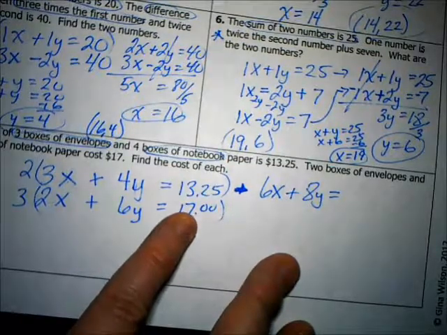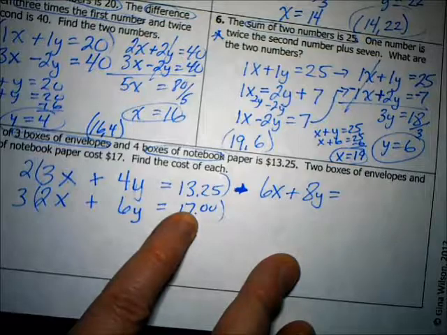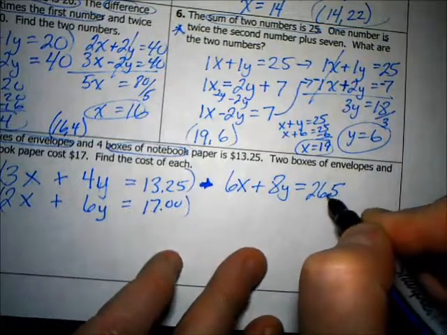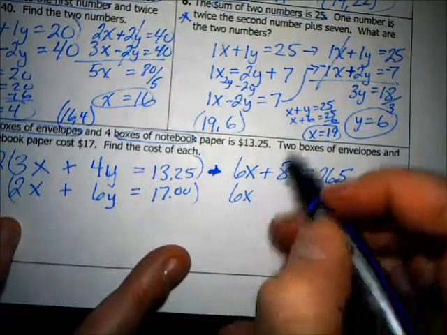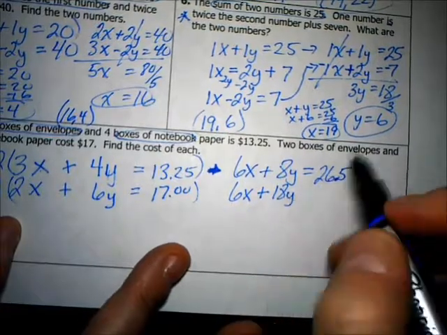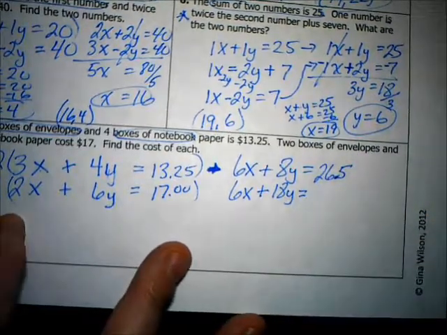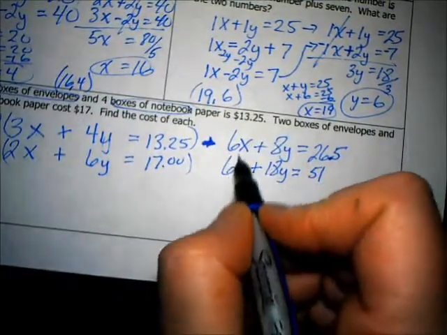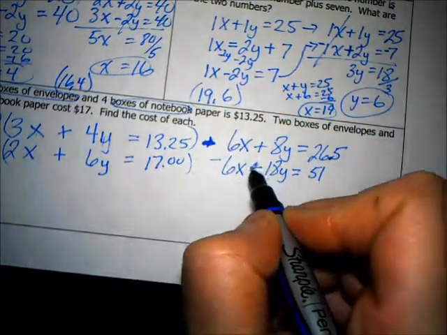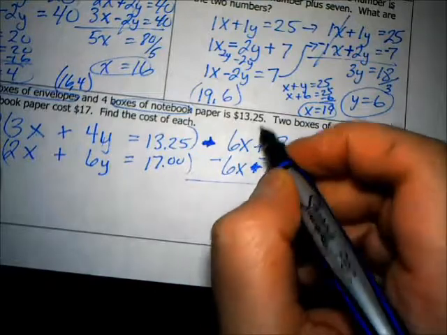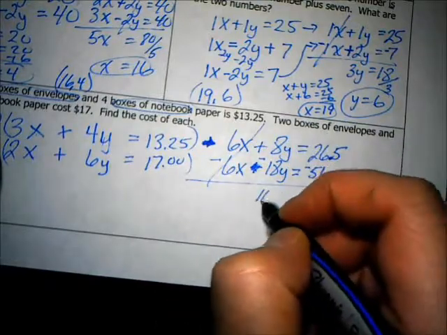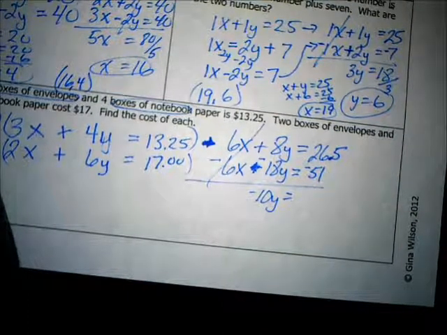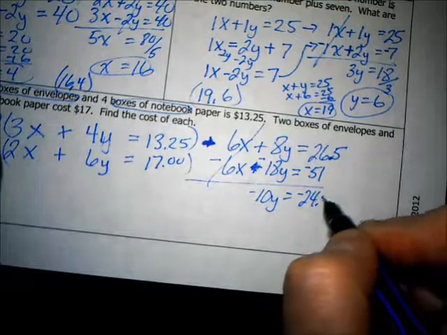Okay, so this, let me put an arrow, is changing to 6x plus 8y is equal to 10 times 25 times 2. Oops, go to decimal. 26.50 here. The second one is 6x plus 18y equals, and then 17 times 3 is 51. Now the x's both have 6's, but they're positive, so change your signs. And now the x's go away. The y's become a negative 10. And negative 51 plus 26.5 gives you negative 24.5.